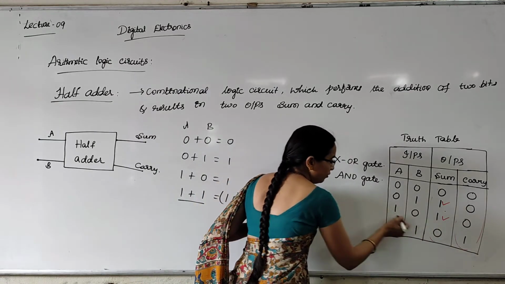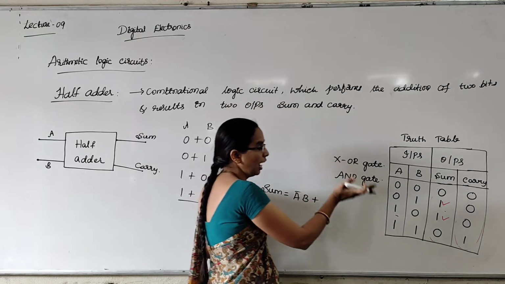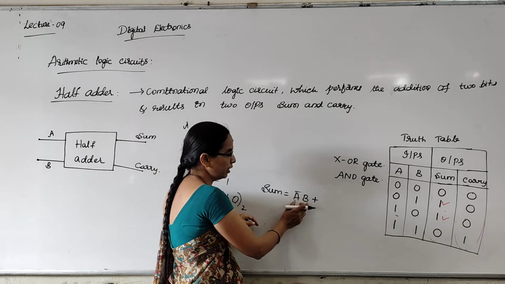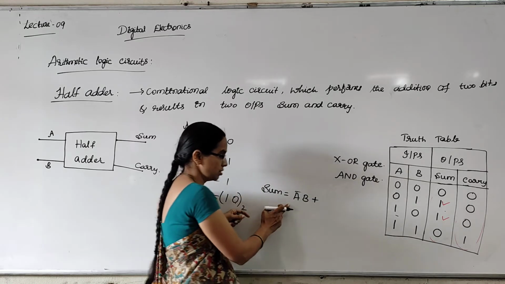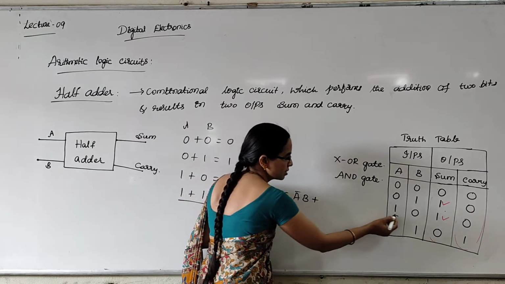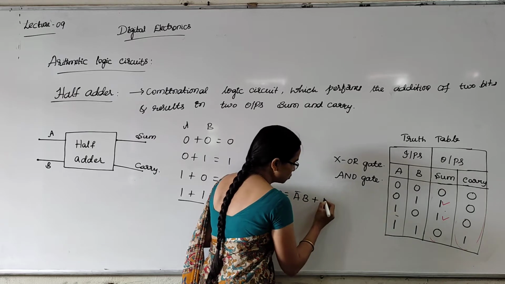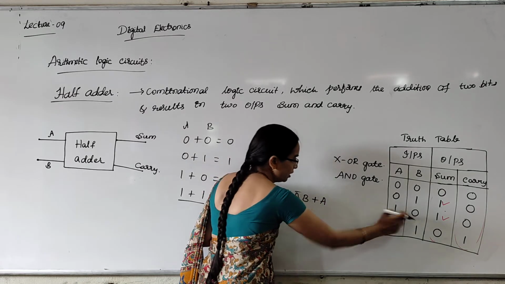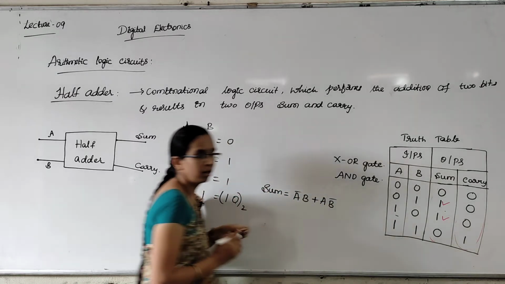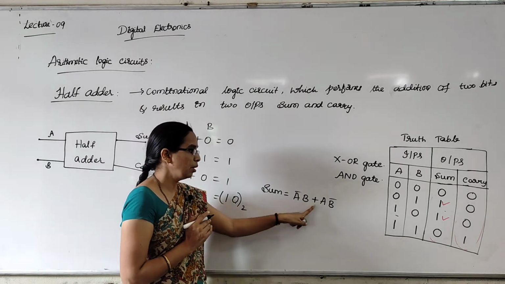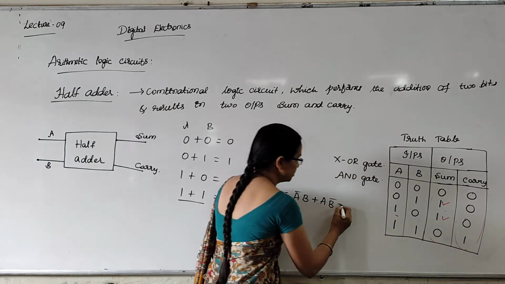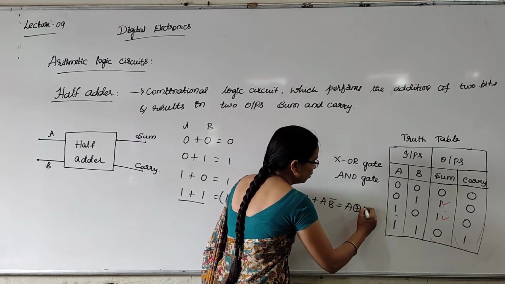And for the second one, how many high outputs are there? That many terms will come. There are two high outputs, so two terms in this: A bar B plus A. A is 1 here, so directly I will write A, B is 0, so B bar. So, sum will be A bar B plus A B bar. This is again A XOR B.